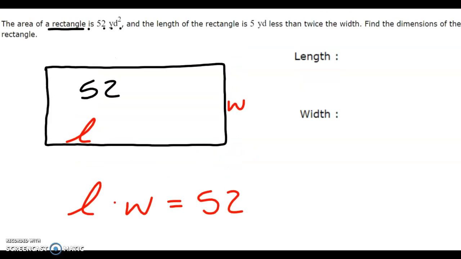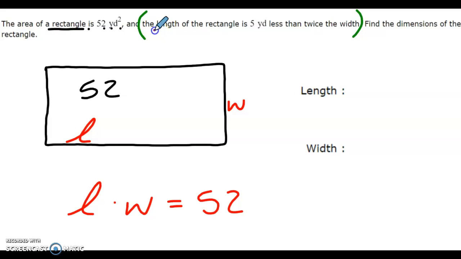Now, here's the part that throws a lot of us off. We did this a while ago when you had turning verbal phrases into mathematical expressions. Verbal expressions into mathematical expressions. We did it a little while ago, but just go a piece at a time. Let's break this down, okay?